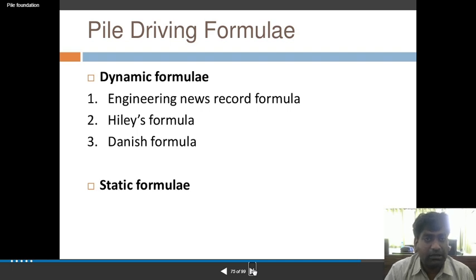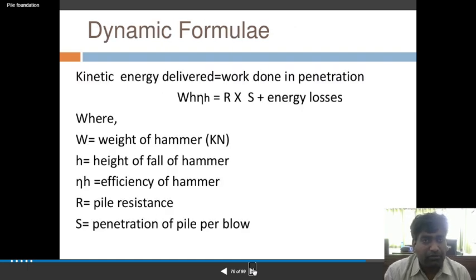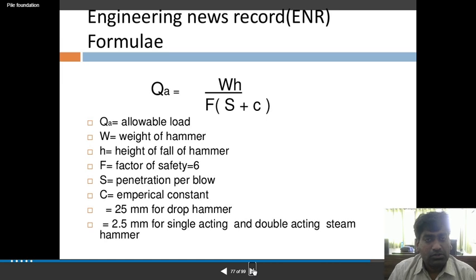Pile driving formula: dynamic formula, Engineering News Record formula, Hiley's formula, Danish formula and static formula. Dynamic formula: kinetic energy delivered is equal to work done in penetration. W into H into eta h is equal to R into S plus energy losses, where capital W is the weight of hammer in kilonewton, small h is the height of fall of the hammer, eta h is the efficiency of hammer, R is the pile resistance, and S is the penetration of the pile per blow. So this is the formula.